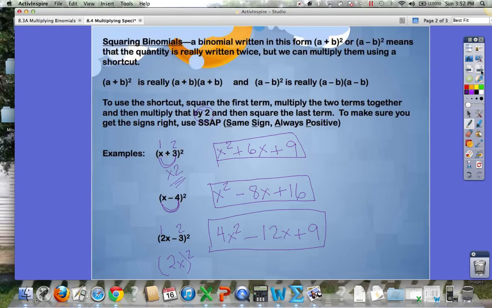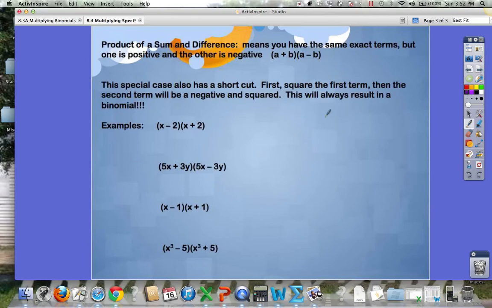All right, now we have another special case, which is the product of a sum and difference, which means you have the same exact terms, only one of them is positive and one of them is negative, whereas before they were the same sign.